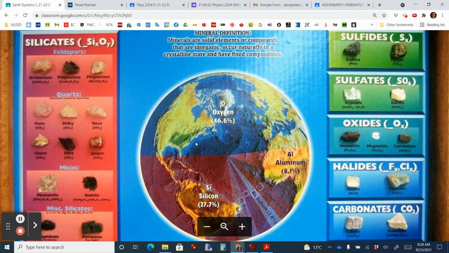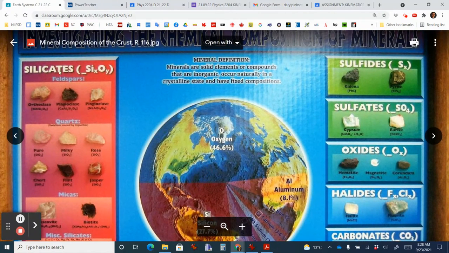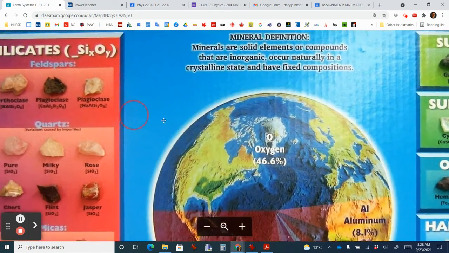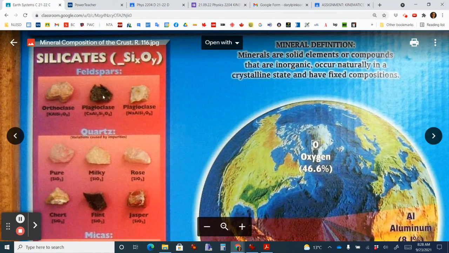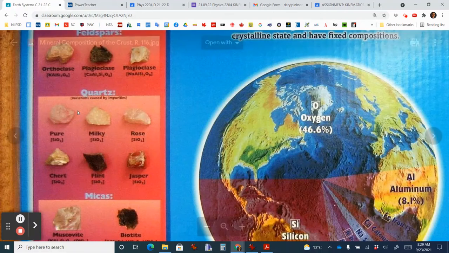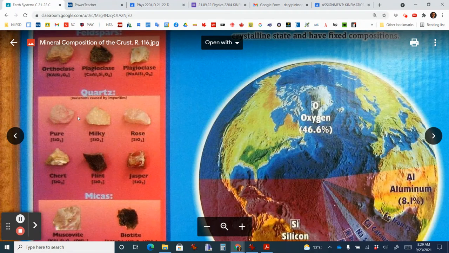Then we get into the main mineral groups, and here we have on one side the silicates, and this is by far the majority of the crust is made up of silicate minerals. You can see here we have feldspars, plagioclase, and orthoclase. The orthoclase is kind of like the pink or peach colored one. The plagioclase can be dark, it could be blue, could be kind of like a cream color. And then there are various forms of quartz.